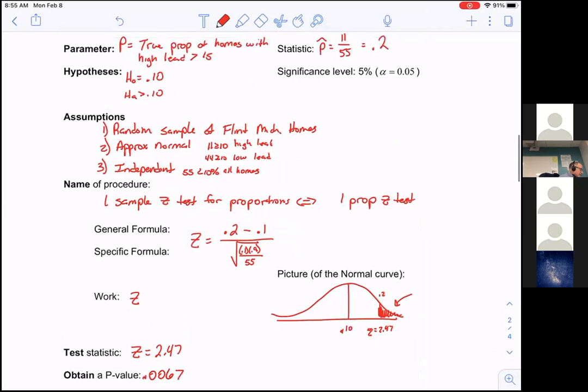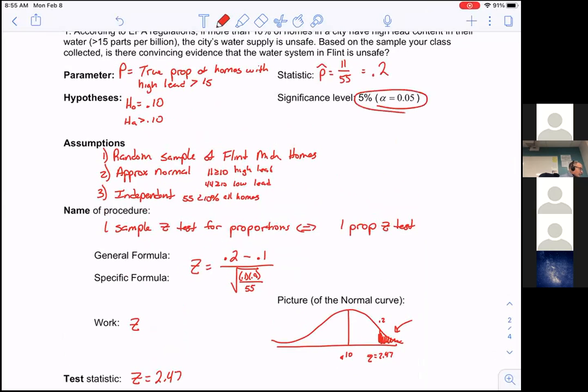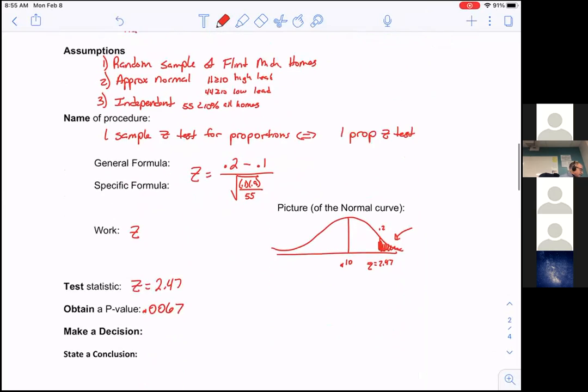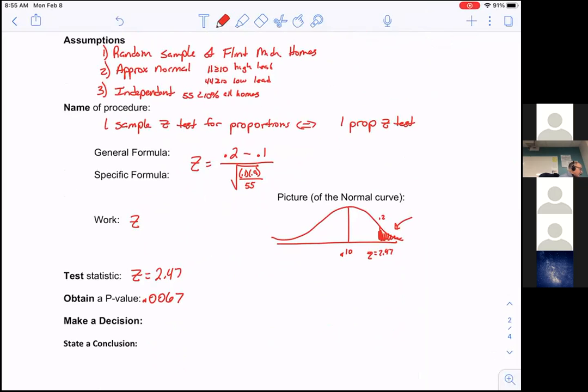Now up here, we established an alpha level. The alpha level is 0.05. So when we come down here to make a decision, we're going to compare 0.0067 to my alpha level of 0.05. And it turns out it is less than. So that means we are going to reject the null.